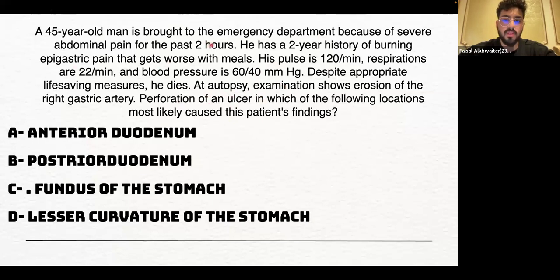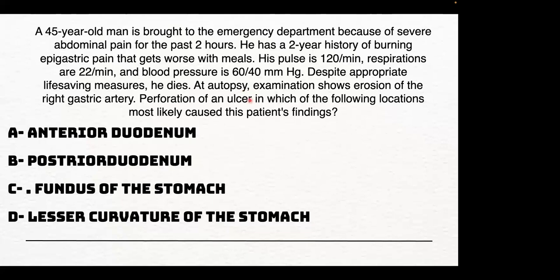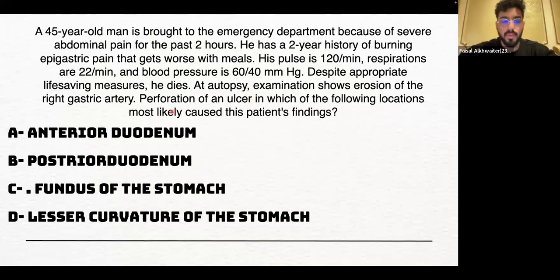I don't think the rest is significant for you guys. That's why I told you to try and find what makes sense to you, then put an answer, then read it all over again and see if it makes any difference. So what do you think the answer is? The answer is most likely B, posterior duodenum. Why do you think it's posterior duodenum?